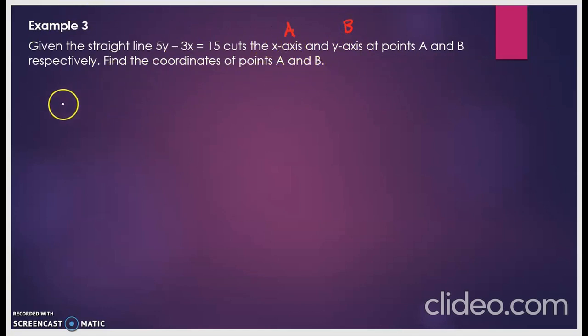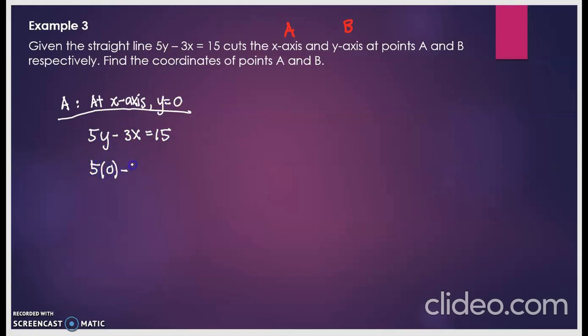So at point A, here is the point A at the x-axis. You have to remember at the x-axis, y is equal to 0. So I will substitute into this equation 5y minus 3x is equal to 15. When y is equal to 0, 5 times 0 minus 3x is equal to 15. So 5 times 0 will be 0. Negative 3x is equal to 15. x will be 15 divided by negative 3.